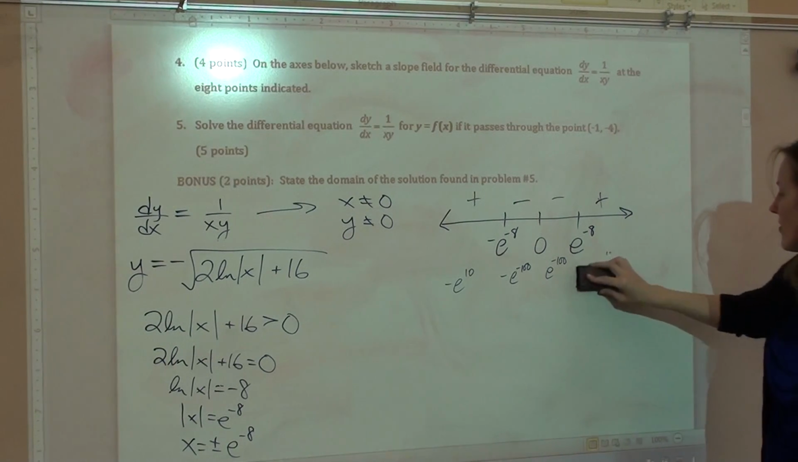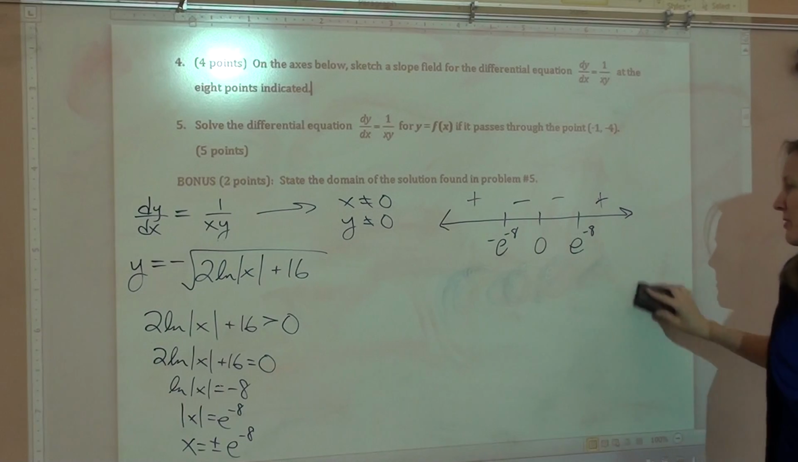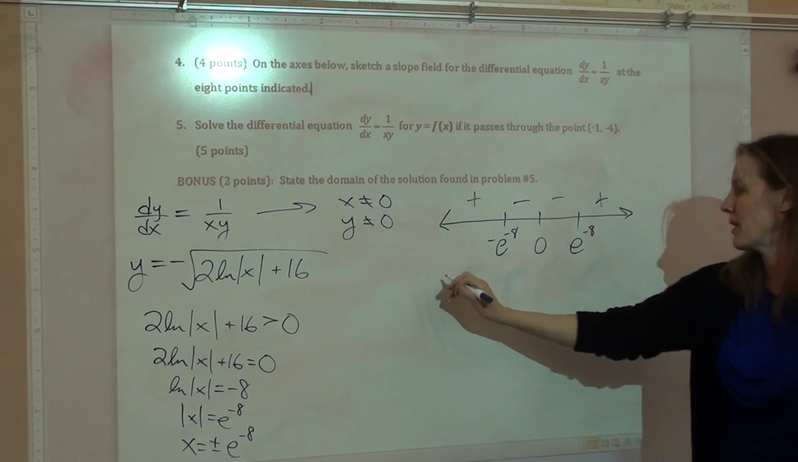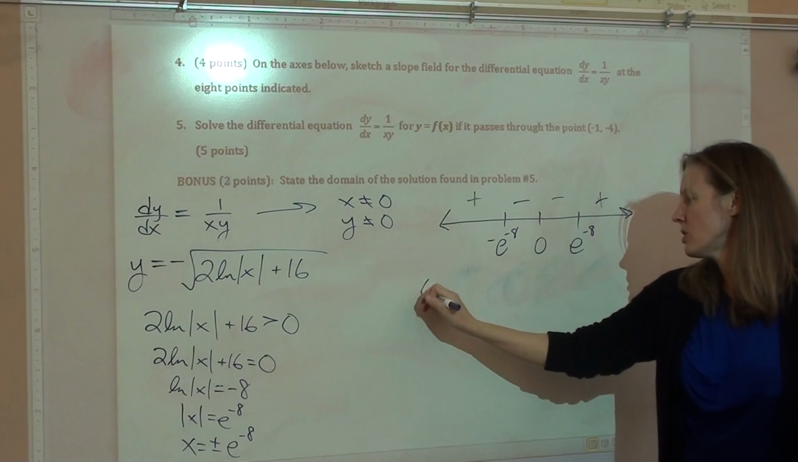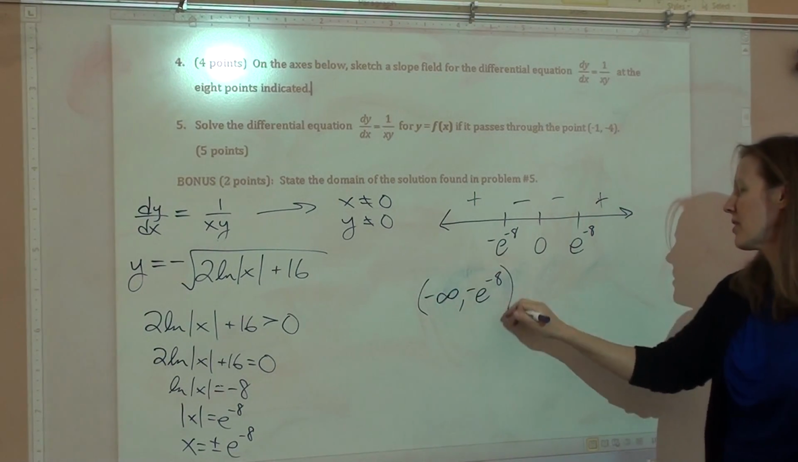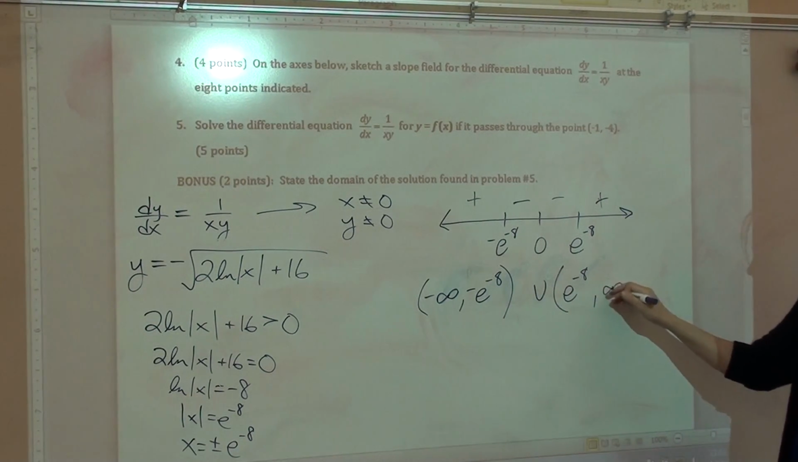So after all of our little checks on our sign line, and that's by far the hardest part of this, we end up with the following domain. Based on the solution, we have negative infinity to negative e to the negative 8th, union e to the negative 8th to infinity.